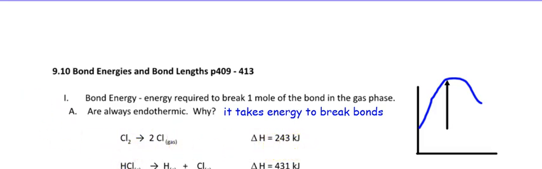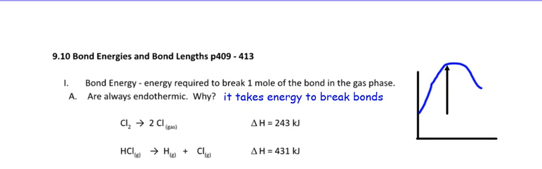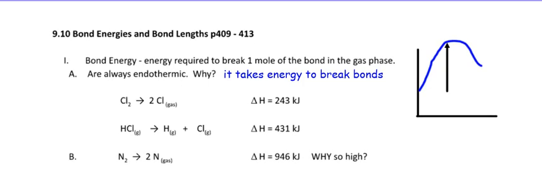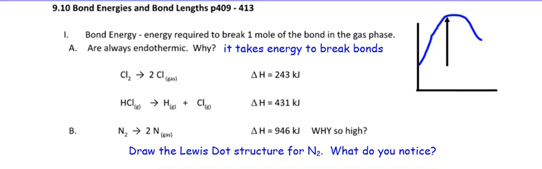It requires 243. Here is the HCl. Requires 434. So why does it require more? Well, HCl is a stronger bond, and Cl2 is a weaker bond. That's the only thing we can really talk about at this point. What about, well, holy cow, look at nitrogen gas. It's 946 kilojoules. So why do you think it's so high? Well, my recommendation is go ahead and draw the Lewis structure for nitrogen. Go ahead and do that right now. Pause it.